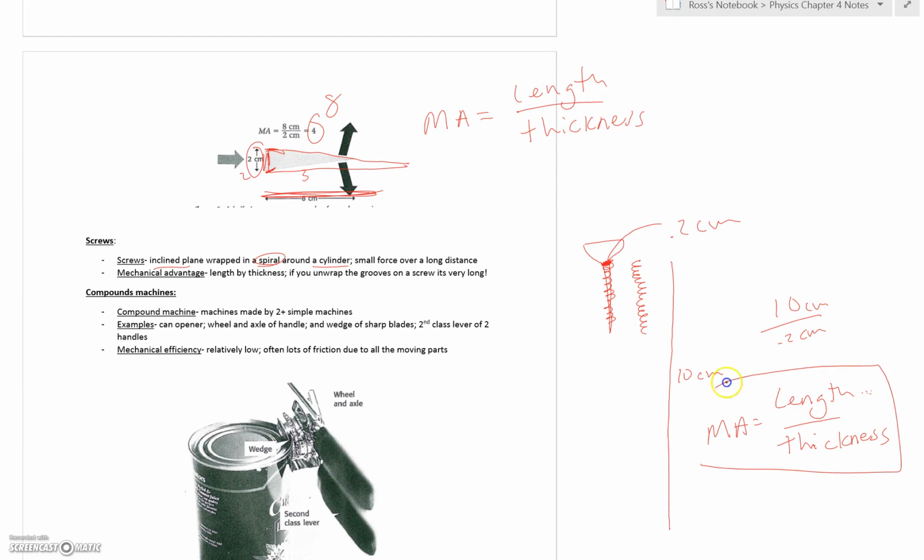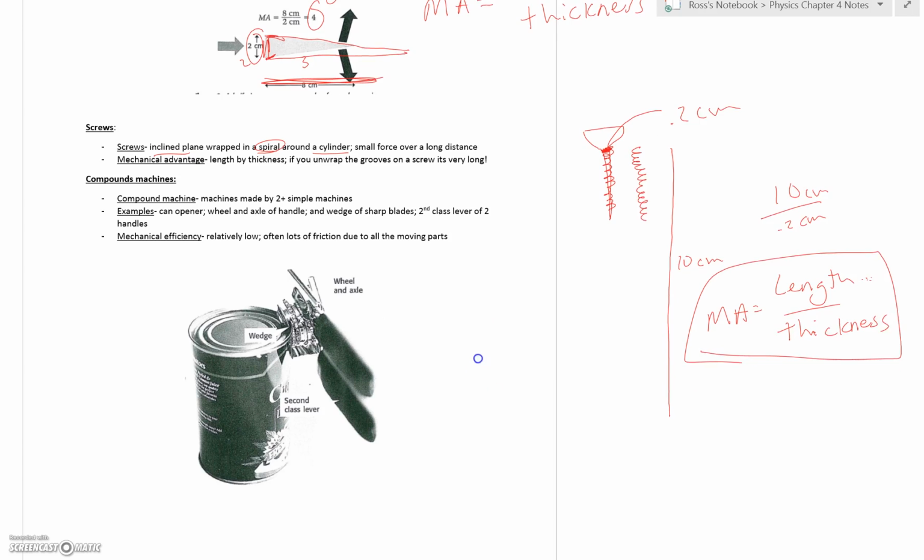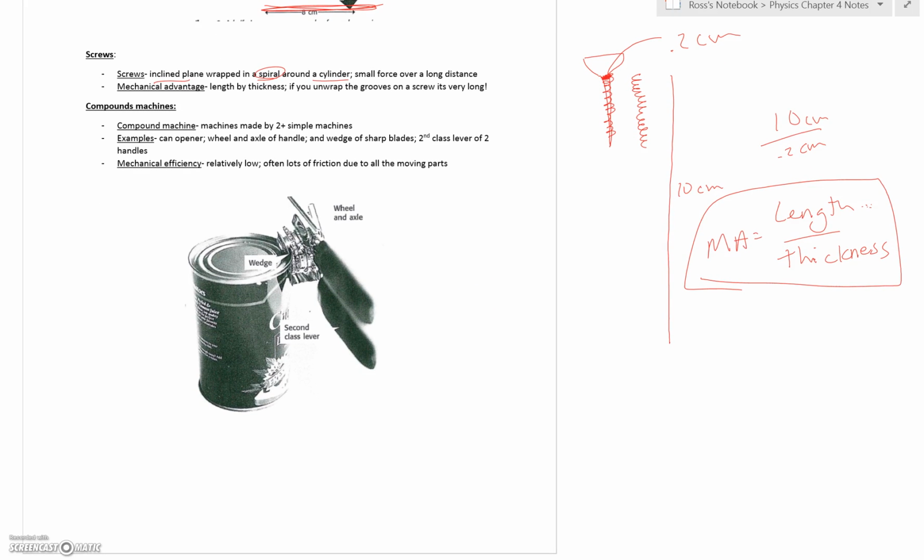Because we're always talking about length versus thickness. For ramps, we call it height, but same idea. The final piece we're going to talk about is compound machines. Really, compound machines are going to be two or more simple machines working together.